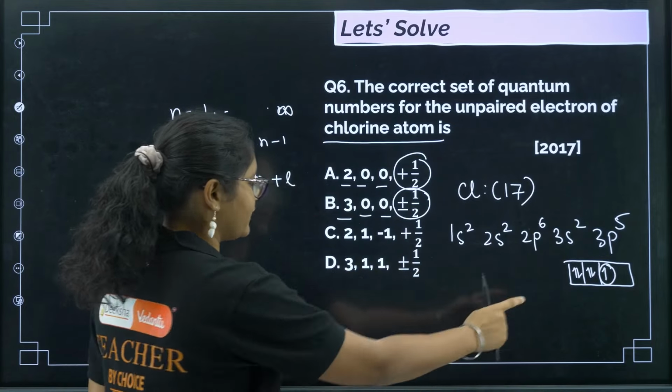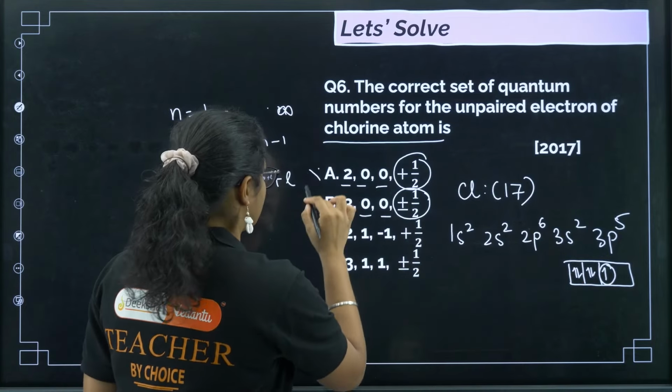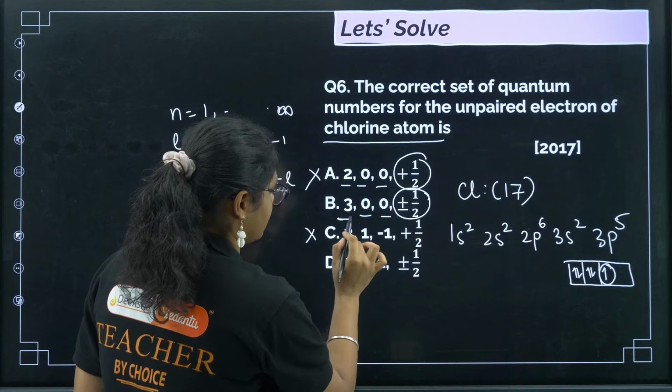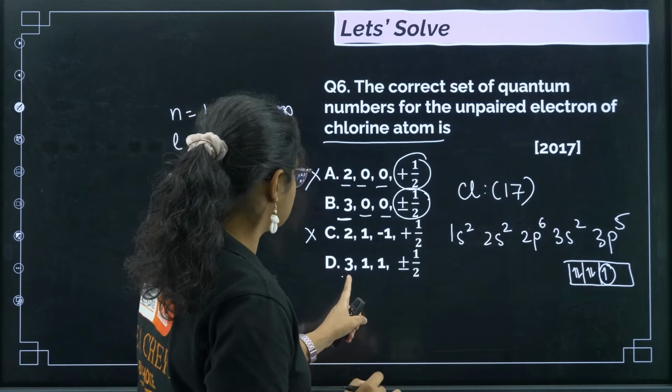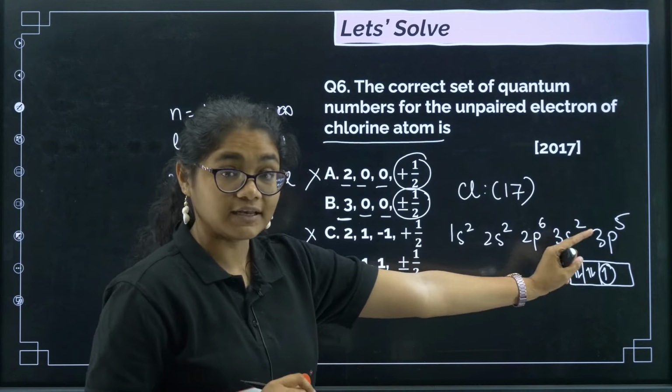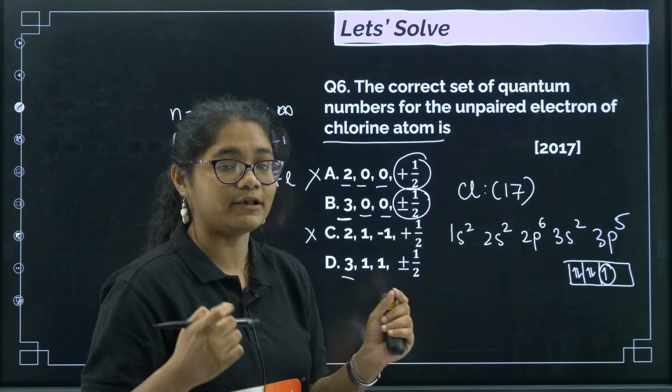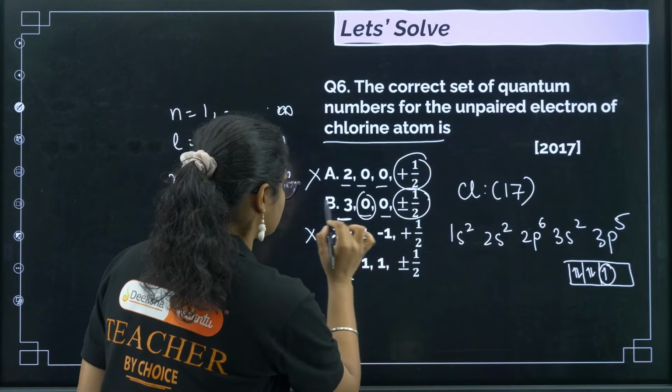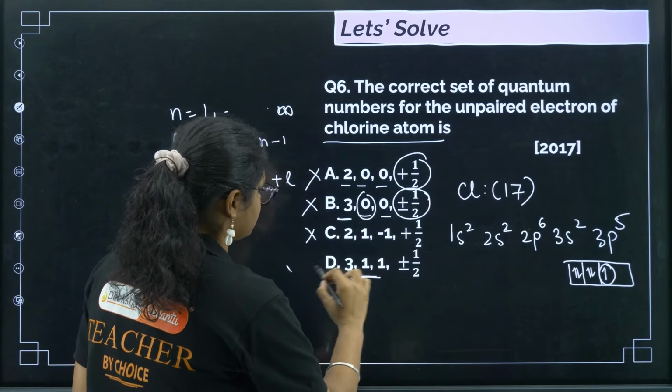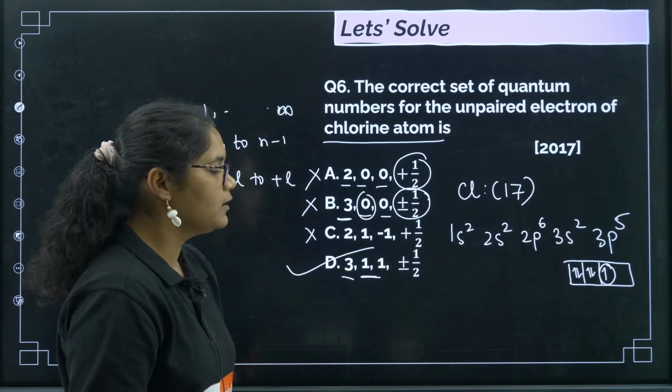We need to tell the configuration of this particular unpaired electron. So here n value is 3, right? So we can eliminate these two options. So n value is 3. Then it is 3p, right? P means the L value should be 1. Here it is given 0, so eliminate this option. This is the correct answer, that is option number D.